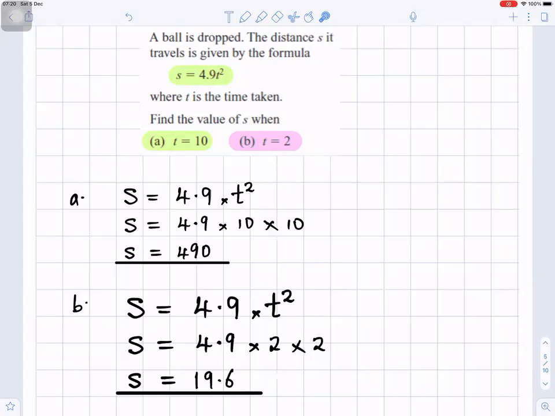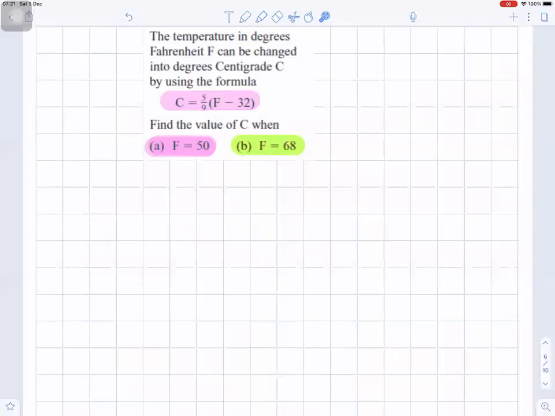For part B, S equals 4.9 times t squared. We sub in the value for t, which is 2. And we multiply 4.9 times 2 times 2. And that gives us 19.6 to 1 decimal place.